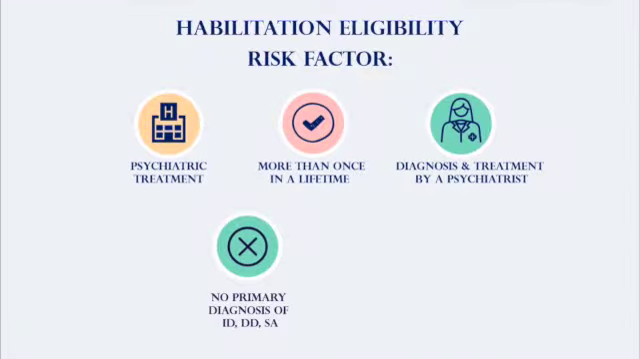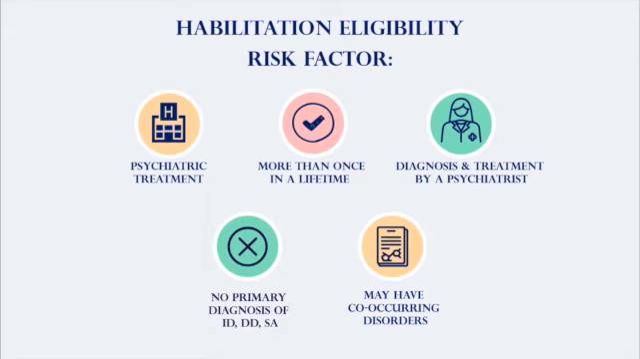However, a diagnosis of an intellectual disability, developmental disability, or substance abuse can be acknowledged as co-occurring disorders, but secondary to the psychiatric diagnosis. Substance abuse-induced disorders are not considered a psychiatric illness.